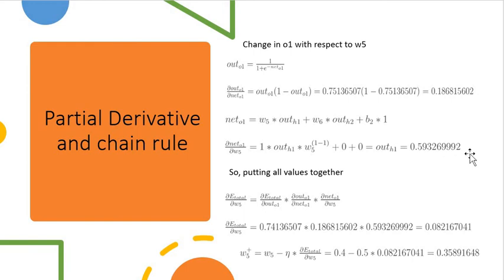Now we will put all the values together as per the chain rule, that is derivative of E total with respect to W5 is equal to derivative of E total with respect to output O1, into derivative of output O1 with respect to net O1, then into derivative of net O1 with respect to W5. If we put all these values, we can calculate the value of W5, which comes out to be 0.358. You can see this eta is nothing but the learning rate that you have to choose in every iteration. We will apply a similar method for all the different weights that were present earlier.